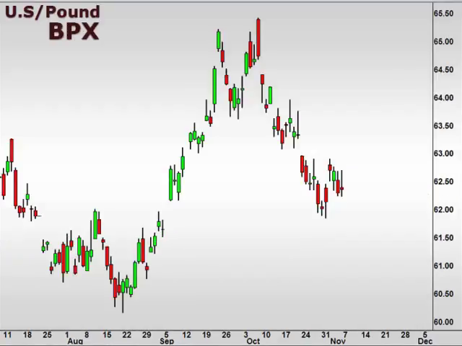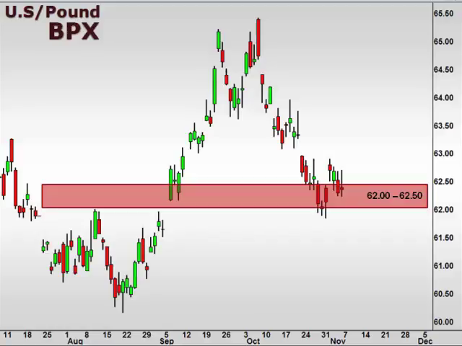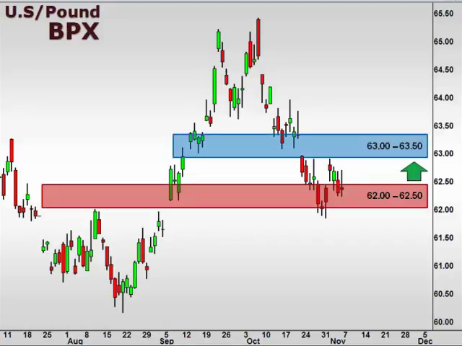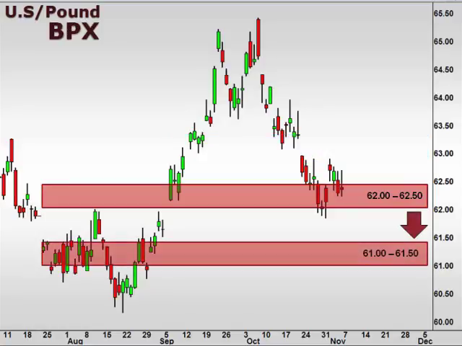Let's take a look at the US dollar versus the British pound as seen here in the ISE FX Options pair value BPX. The BPX continues to hold support at 62.5. A bounce should test 63.5 this week. A break below 62 opens the window for a move down towards the 61 zone.